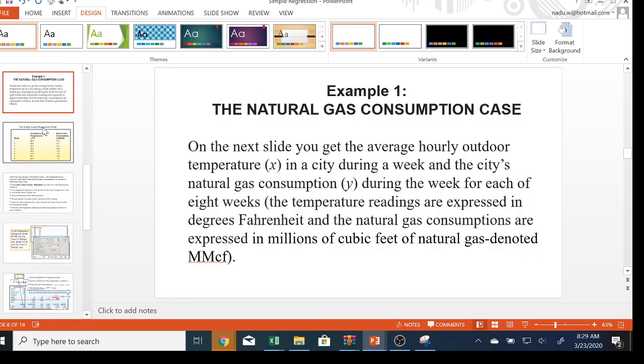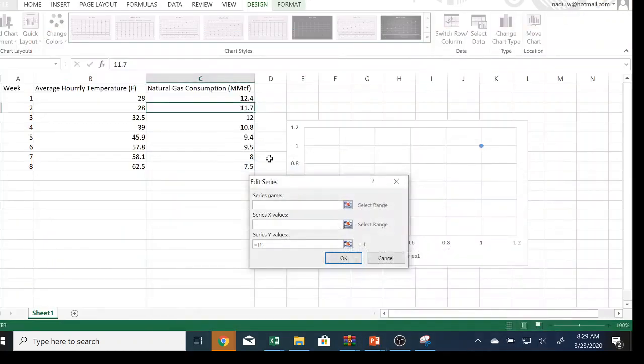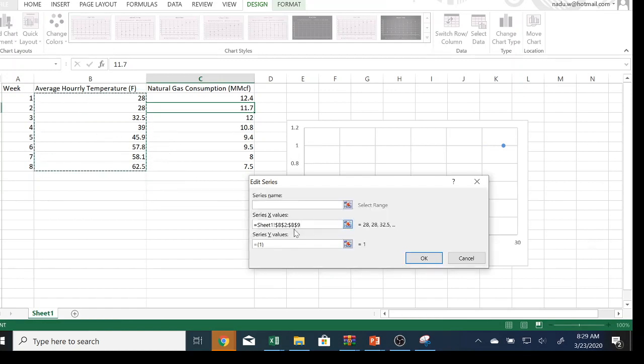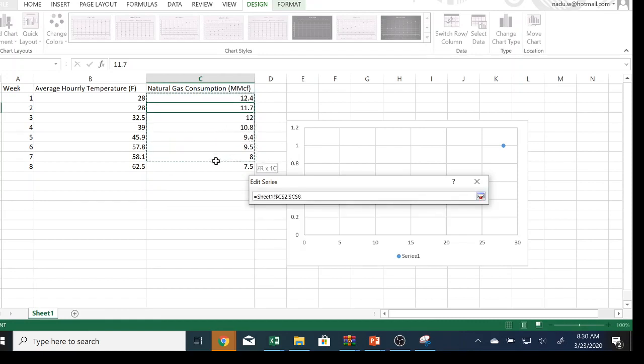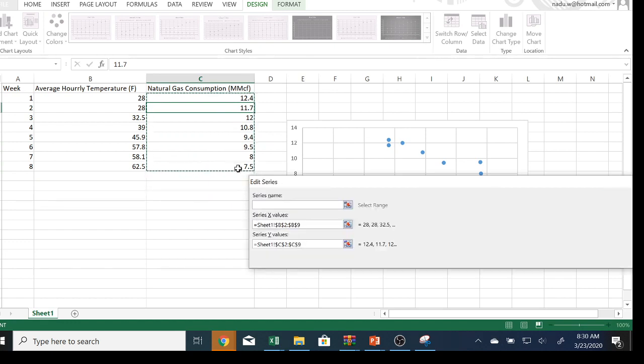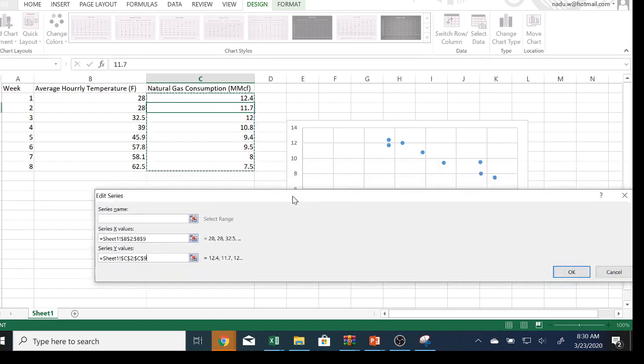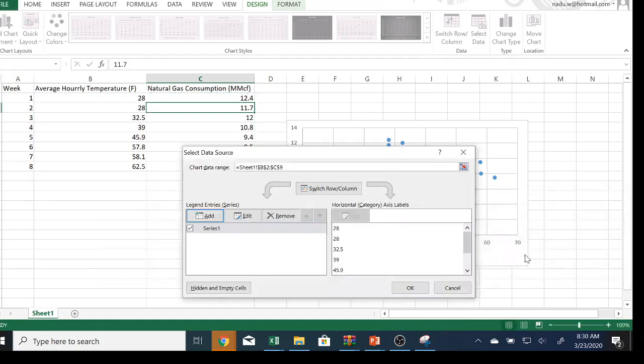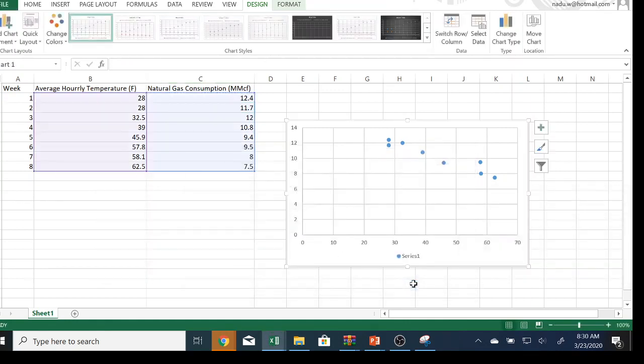So if you don't choose the x and y values correctly, your regression model is going to be wrong. So here x value is the average hourly outdoor temperature. So I am going to select the x values, alright, and then I am going to select the y values. So you have to select it, alright. So now we have selected the x and y values.